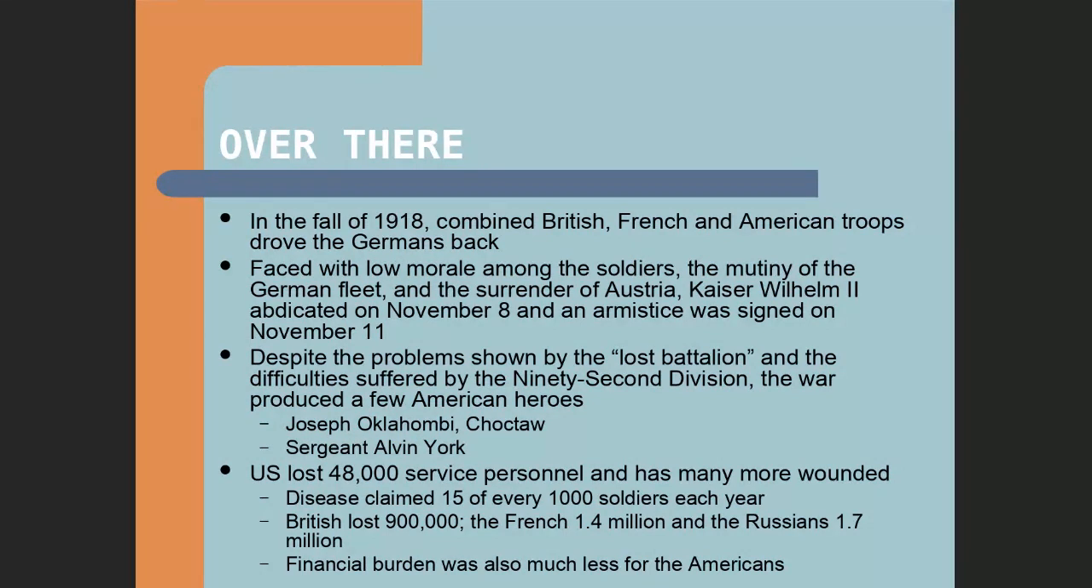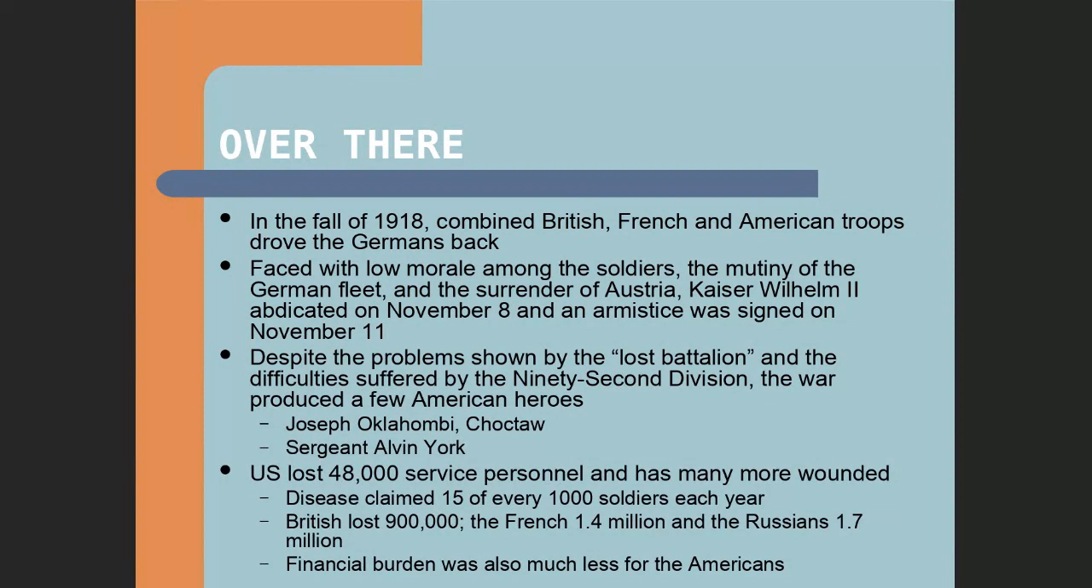Disease claimed 15 of every 1,000 soldiers each year. The British lost, in comparison, 900,000. Right, so you can see we came off light. The French lost 1.4 million, Russians 1.7 million. We lost less than we did in, I don't know, Vietnam was like 68,000 casualties. This was relatively light for us. Again, we didn't do that much fighting. Right? We came in towards the end of it.